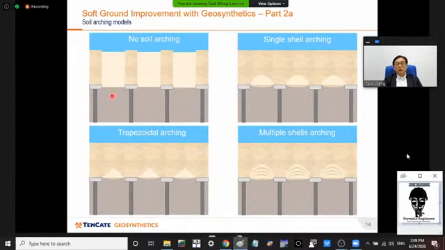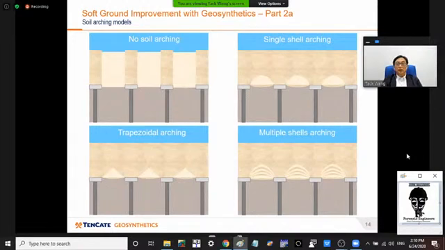So the area that is not supported by the pile cap will settle, and you will get what you call mushroom stools seen above the embankment top. Then you have the trapezoidal arching, and what forms is a shallow trapezoidal area where most of the embankment load gets transferred onto the pile caps, and only a small portion of the soil gets onto the subgrade.